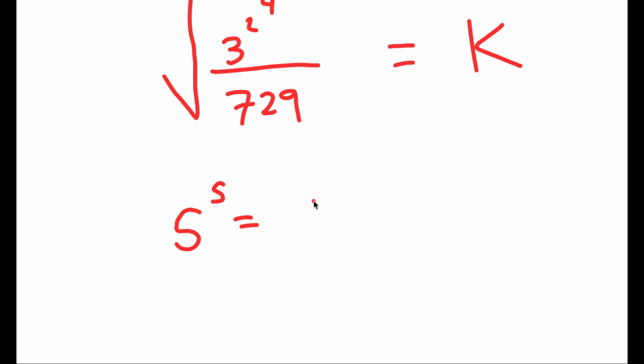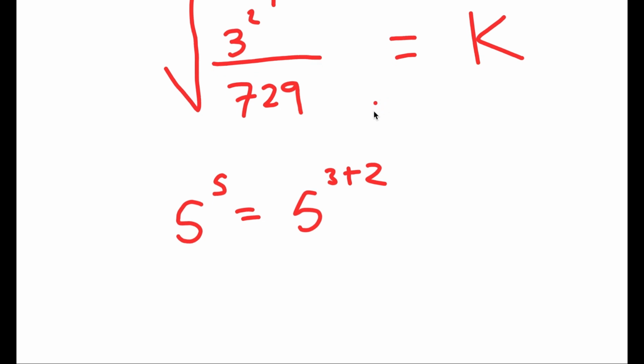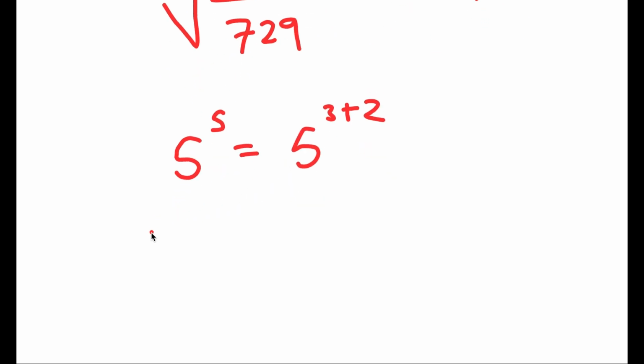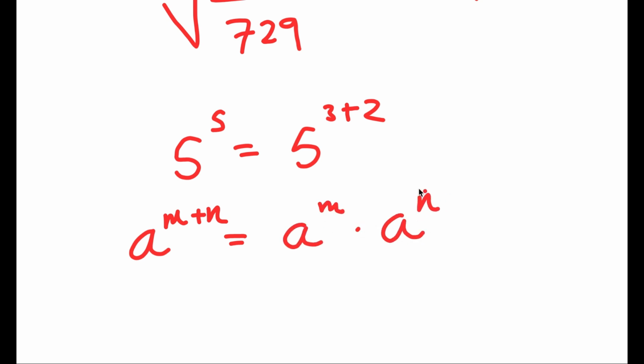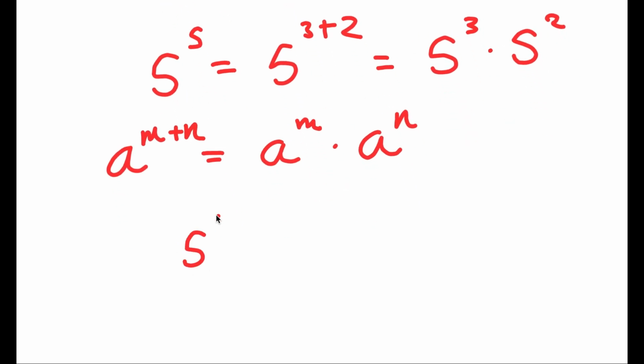And this is the same thing as 5 to the power of 3 plus 2. Now, if I have something in the form a to the power of m plus n, this is equal to a to the power of m times a to the power of n. So, 5 to the power of 3 plus 2 over here is going to equal 5 to the power of 3 times 5 to the power of 2.